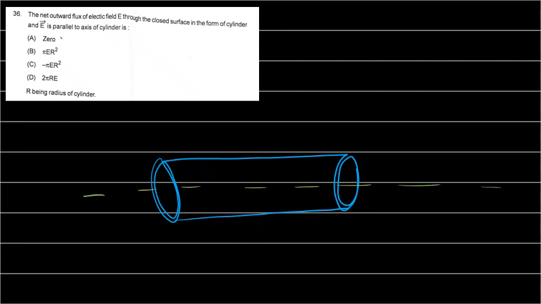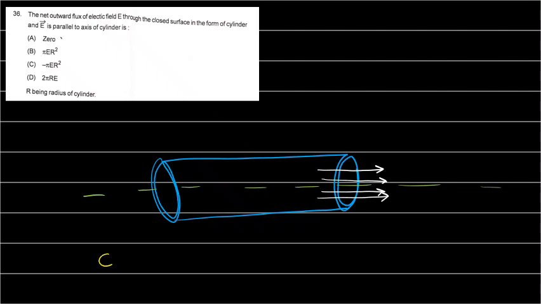There is a cylinder. This is the axis of the cylinder. There are electric fields which are parallel to the axis of the cylinder. The question is to calculate the flux here.